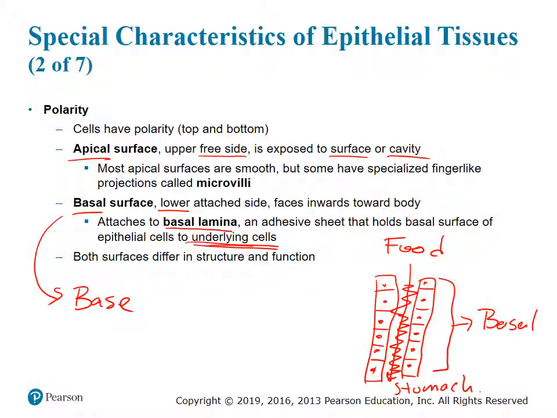So what do you think are the underlying cells that the basal lamina is attaching the cells to? Can anybody tell me that? When it says underlying cells, what do they mean by that? So like this side, for example, right? Let's say that side of the cells, they're attached to something. The basal lamina is like glue that attaches that side to other underlying cells. But what are those types of cells?